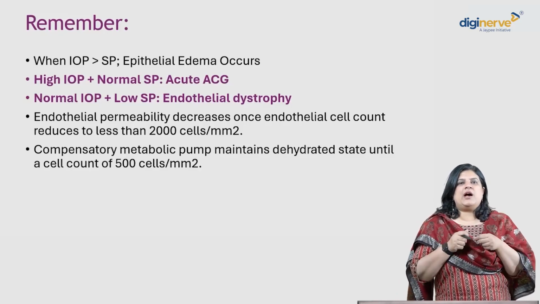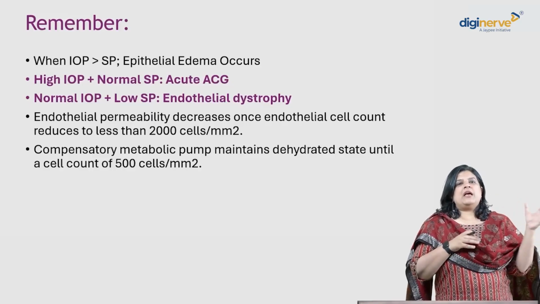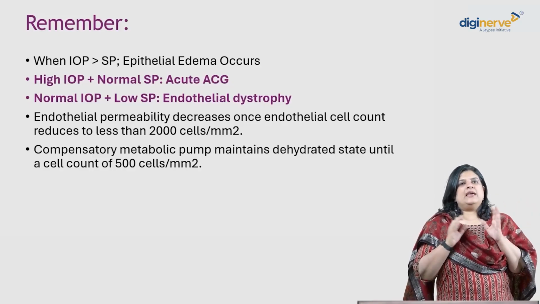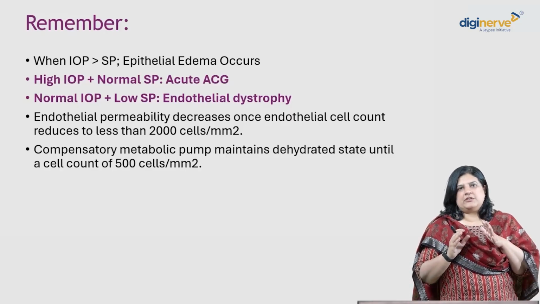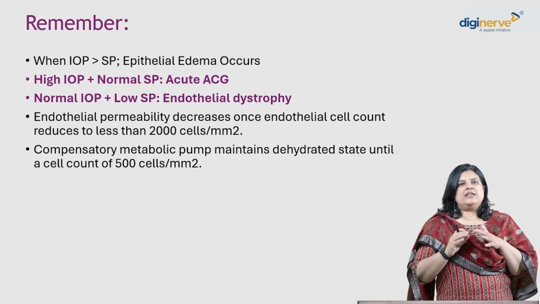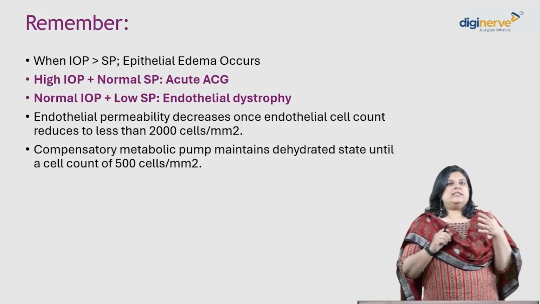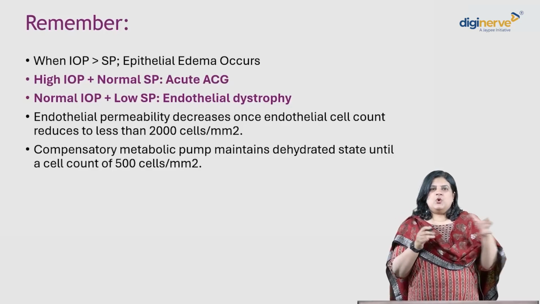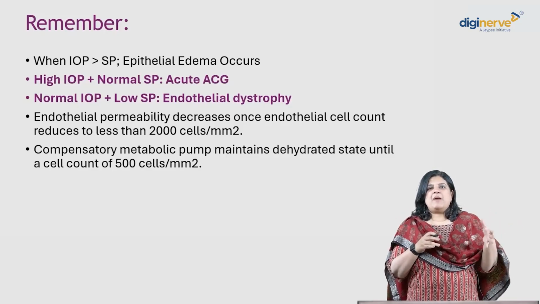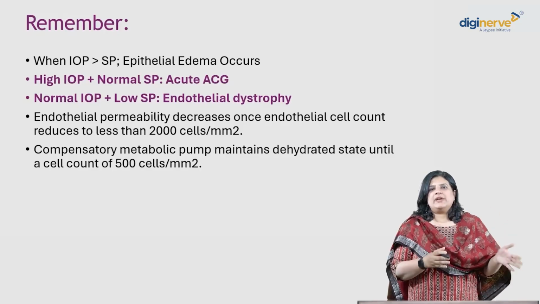It will keep on trying to save the cornea from becoming edematous. And this can go on only up till a cell count of 500 cells per millimeter square. It's just like the gates of the Titanic. You close the lower gates and you're still trying to save the people in the upper areas. So the metabolic pump mechanism is those lower gates.